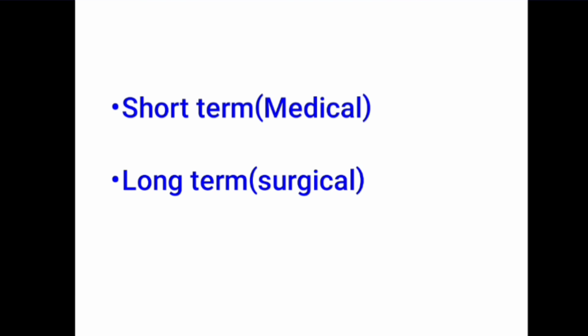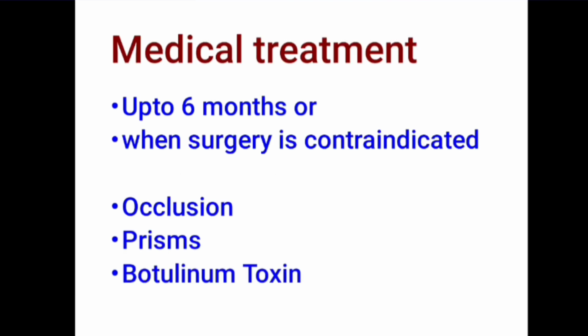So we have short-term treatment as well as long-term treatment. Short-term is usually the medical line of management and the long-term is the surgical line of management. The medical treatment is indicated up to 6 months or when surgery is contraindicated. Here we use occlusion therapy, or you can go for prisms, or you can use botulinum toxin, or a combination of these. So what are the uses of occlusion therapy?